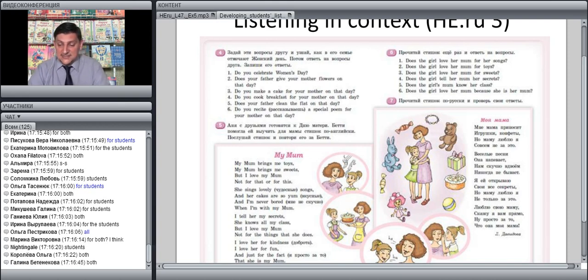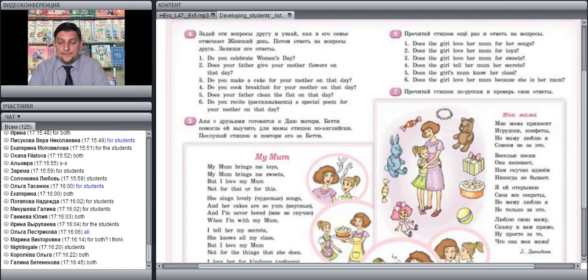Now, if you look at this exercise, I will enlarge the slide even more, but I will shrink it afterwards. Let's take a look at how it works. First of all, students answer questions which activate their background knowledge. They tell about whether Women's Day is celebrated in their families and if yes, how. Then Anya, our main character, with her friends, is getting ready for Mother's Day and she learns a poem to tell her mother. We listen to this poem and then we read it. So we learn this poem as well.